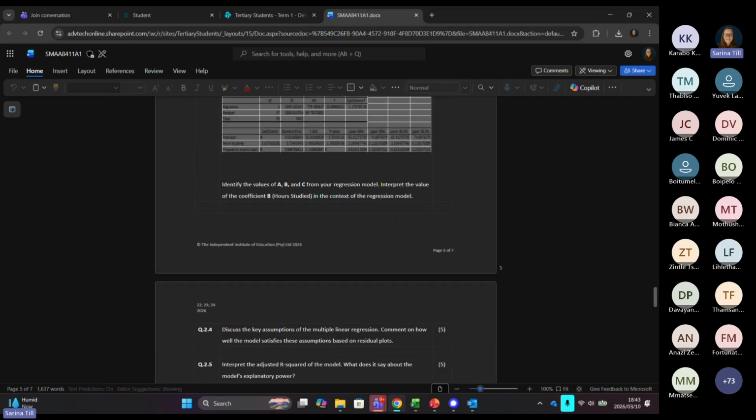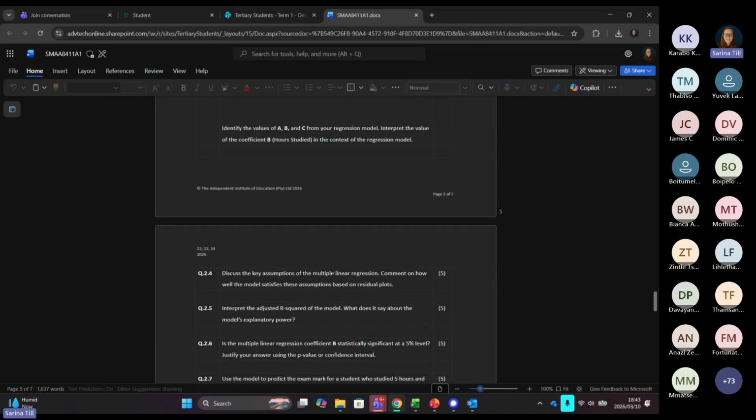Then for question 2.4, discuss the key assumptions of the multilinear regression and comment on how well the model satisfied these assumptions based on the residual plots. So we're going to have to say what the key assumptions of multiple linear regression are. We accept that to be linearity, and we accept that we will be able to fit a line.